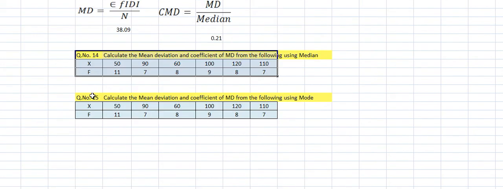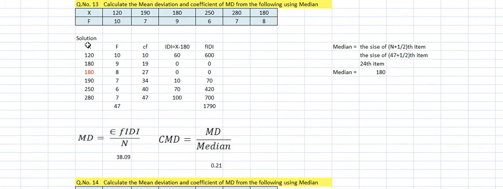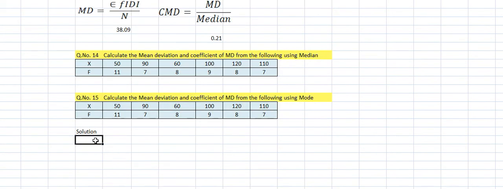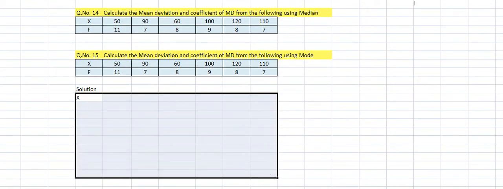After that, I will solve question number 15 now. Question number 15 is based on what? Mode. Calculate the mean deviation and coefficient of mean deviation based on mode. So find the solution now. Based on mode, you write the x numbers the same way. No need to arrange the variable in case of mode base.